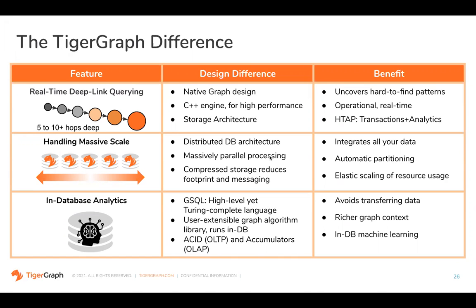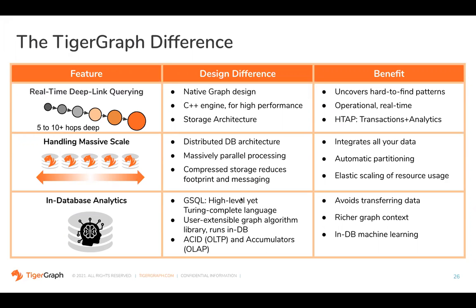Graph databases, when they first came out, they got a reputation for being slow. But modern graph databases like TigerGraph, we're implemented in C++ for highest performance. We have distributed data architecture. We have a parallel processing architecture, and we compress the data so that there's less data to work with, so everything goes faster. We're the only graph database that has all of those factors for performance.